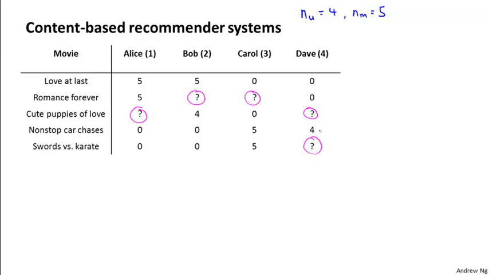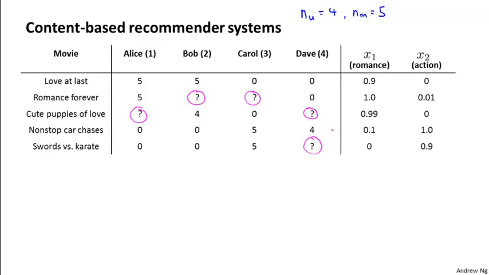Let's suppose that for each of these movies, I have a set of features for them. In particular, let's say that for each of the movies, I have 2 features, which I'm going to denote x1 and x2, where x1 measures the degree to which a movie is a romantic movie, and x2 measures the degree to which a movie is an action movie.